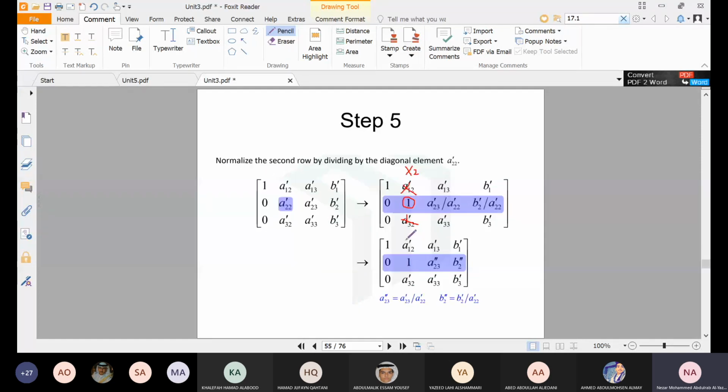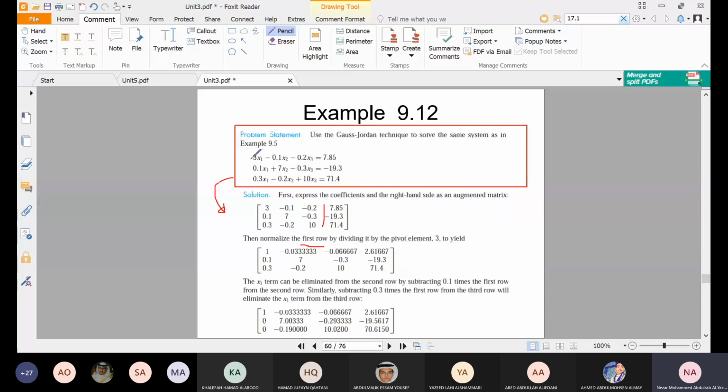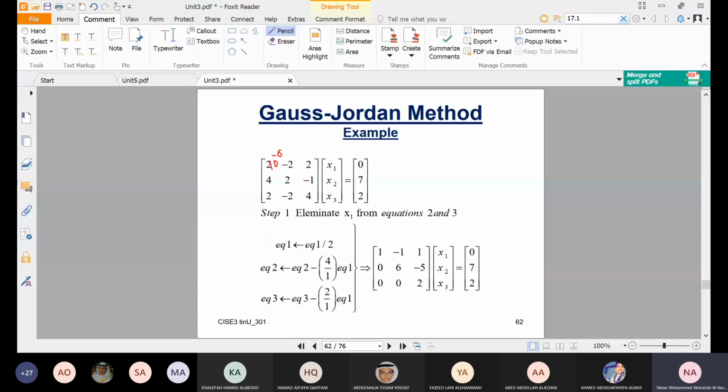Okay, so any questions, guys? Usually if you have a zero here, you might avoid it by interchange. If it is zero, for example, and you want to use Gaussian elimination, you might do partial pivoting and solve it. Any questions? Clear.